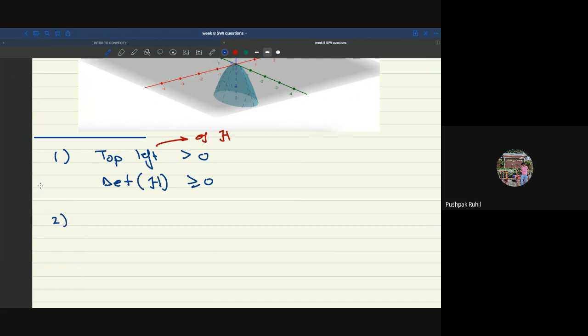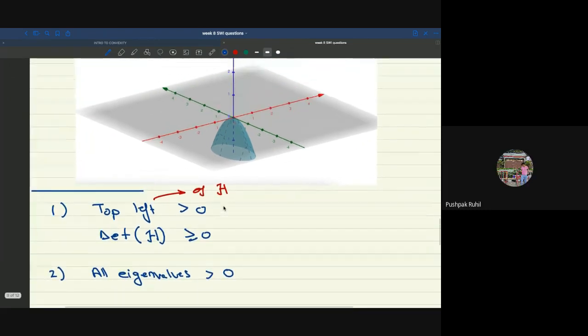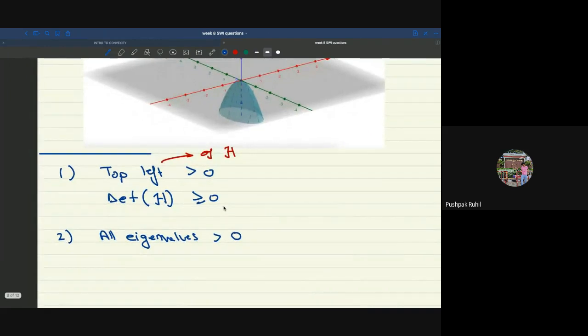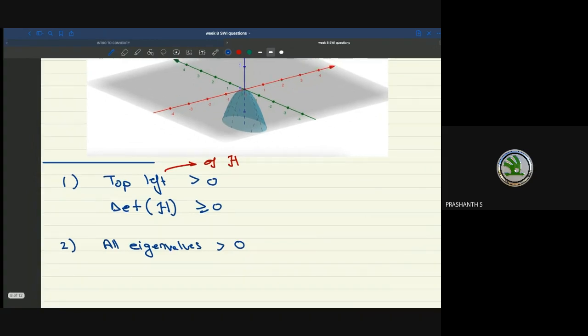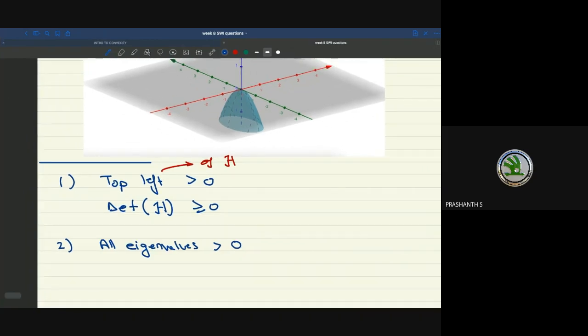The second test is all. Sir, why does only the top left have to be more than 0? Okay, I am not very sure of that. This is just one method that I know. The bottom right can also be greater than 0, that is f_yy.